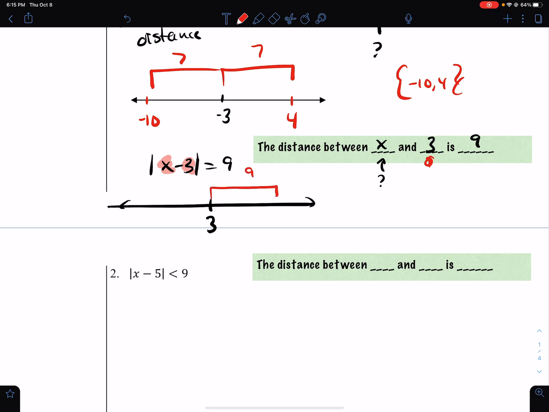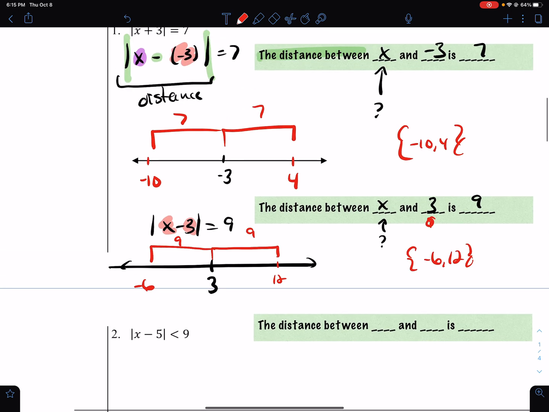So if I go 9 this way, that brings me to 12. If I go 9 this way, that brings me to negative 6. So the solutions to this equation are negative 6 and 12.